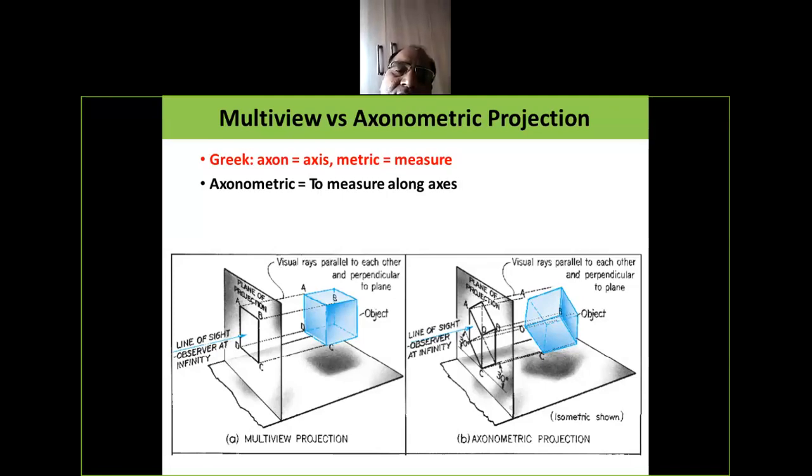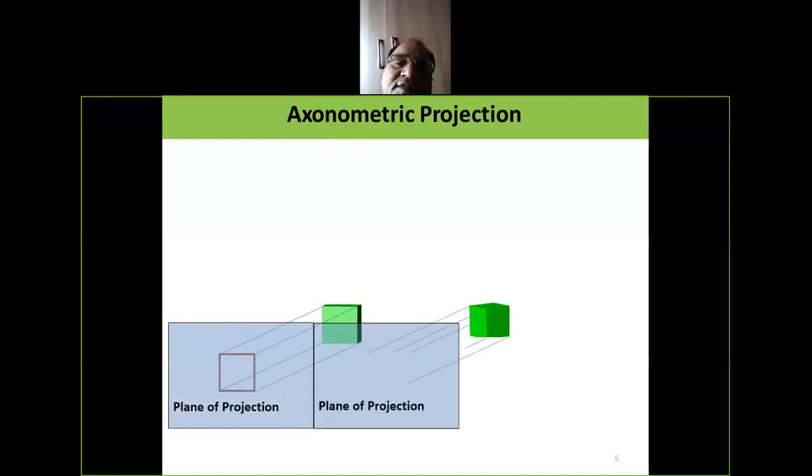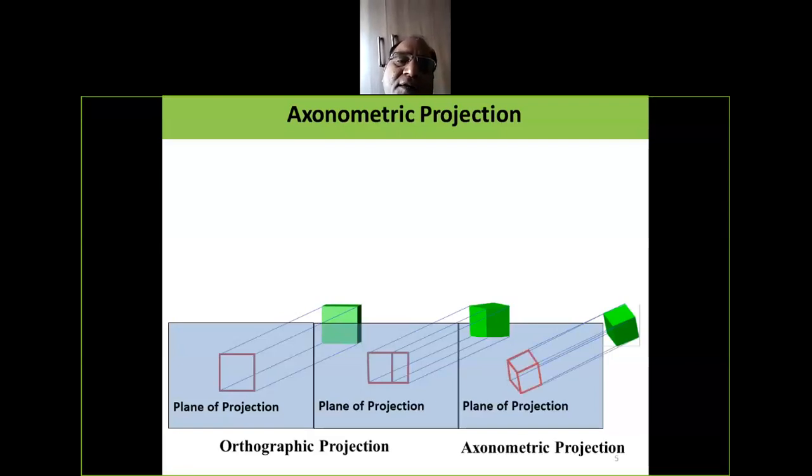Therefore, for that purpose, we make views like axonometric projections, and these axonometric projections lead towards isometric projections. Next. Next. And this is a view which is multi-view versus axonometric projections.